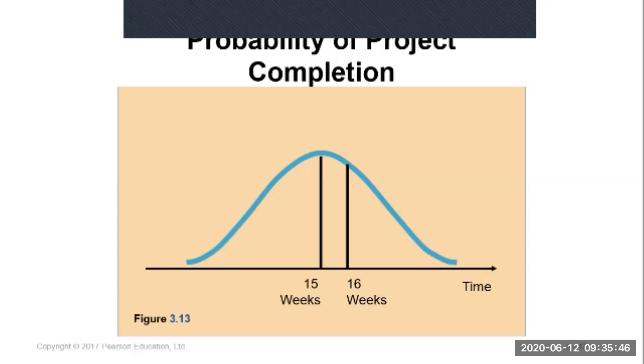If you want to see 14 weeks, the probability that the project will complete within 14 weeks means that 14 weeks is in this area, less than 15. Let's say the manager wants to see completion within 14 weeks. More than the project duration is on the right side, less than the project duration is on the left side.